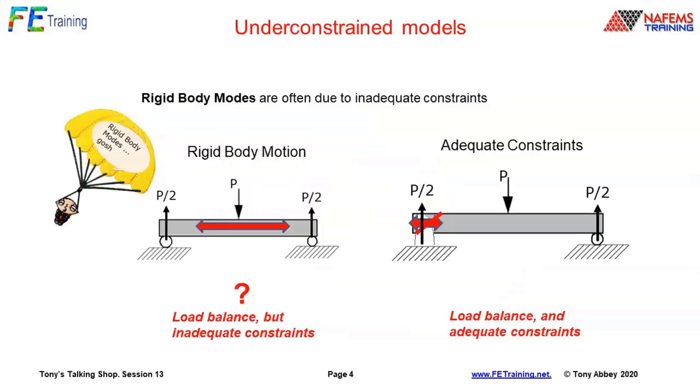So rigid body modes are often due to inadequate constraints, and in many ways it doesn't seem fair. Stewie is here still saying, gosh, rigid body modes. If we look at a load diagram, we've got a force coming down on this simple beam, supported by rollers. So put P in the middle, P over 2 reactions on both sides. I can see that load path. I can sketch the load path. Why on earth does FE analysis not understand what I'm trying to do?